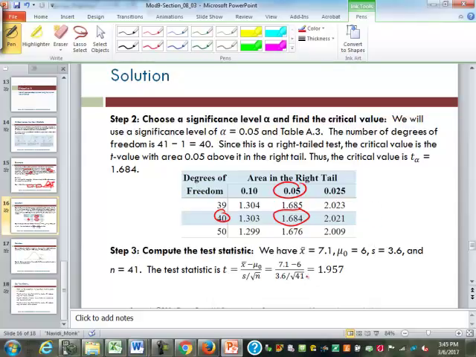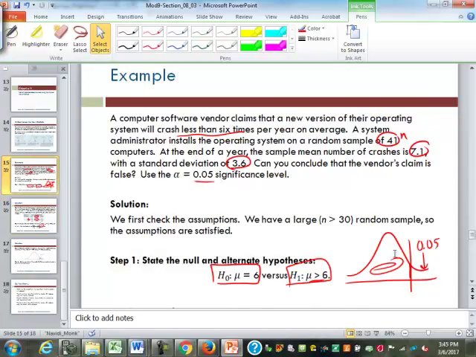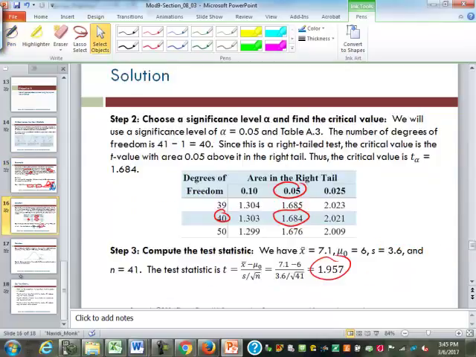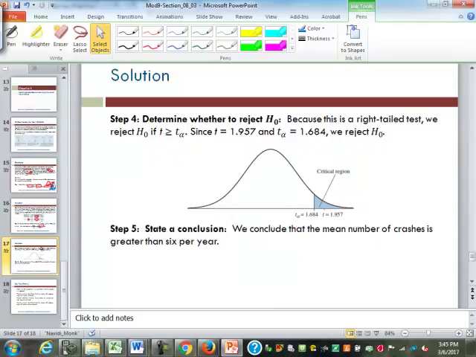Calculate our test statistic. 7.1 minus 6 over 3.6 divided by the square root of 41 gives a test statistic of 1.957. Now, going back to the curve, this is 1.684 here, and 1.957 is out here. So we are in that rejection region out here on the upper tail. So we reject the null hypothesis. We will conclude that the mean number of crashes is greater than 6 per year.